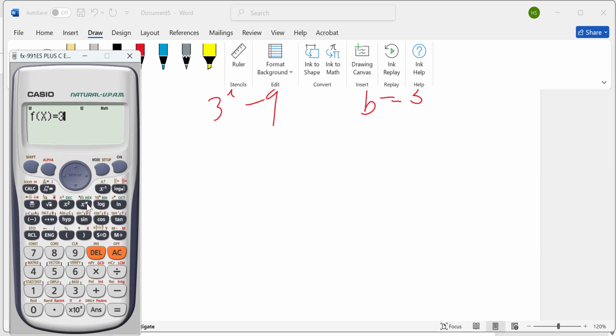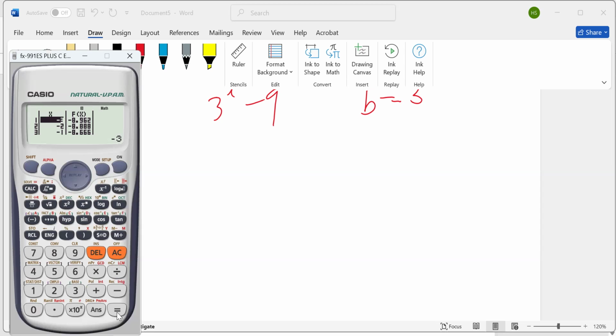So I have 3, and then I need to get the power first. And then it's alpha x. And then I go to the arrow, and then I go to -9. Equals. Where do I want to start? I can start at -3. Where do I want to end? I can even end at 5. It doesn't matter. Step.